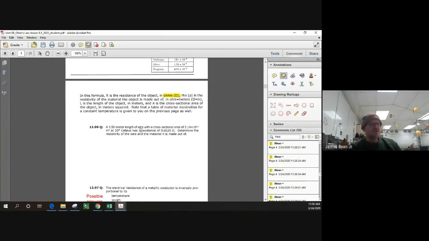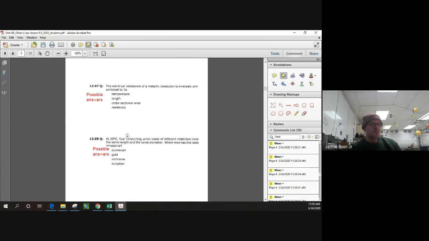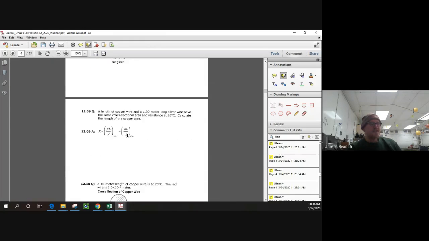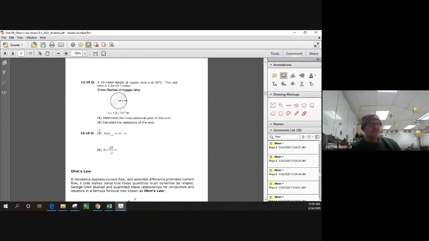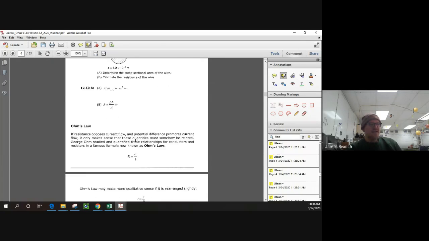So there are some questions here about how to calculate resistance: 1205, 1206, and here's 1209. Here's a hint to help you possibly get started. Here's 1210, and again, here are some hints to help you get the answer. And then finally, we're going to come down to Ohm's law.